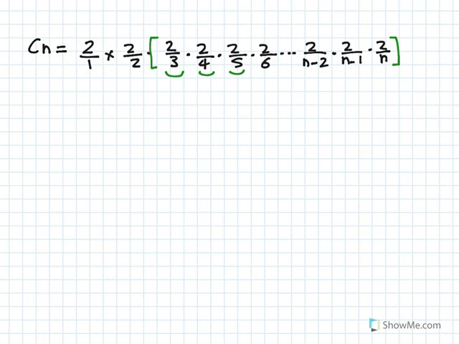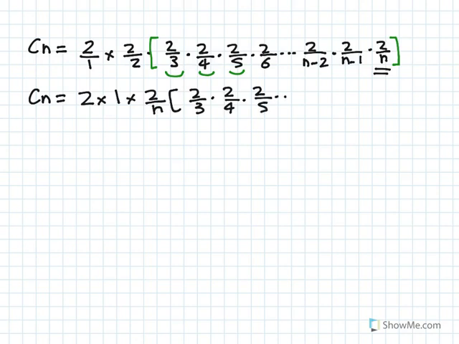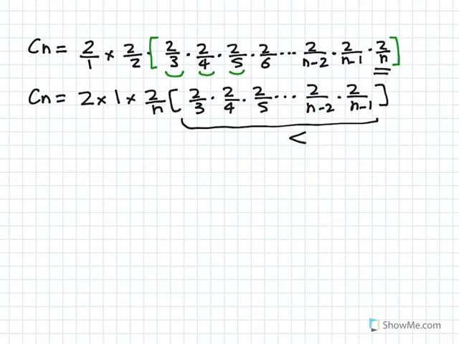So now what we have is Cn is equal to 2 times 1. Let's factor out this term, 2 over n, times 2 over 3, 2 over 4, 2 over 5, dot, 2 over n minus 2, times 2 over n minus 1. What do you notice about this product of fractions? Every fraction is less than 1. So a product of all these fractions is going to be less than 1. So this is all less than 1.